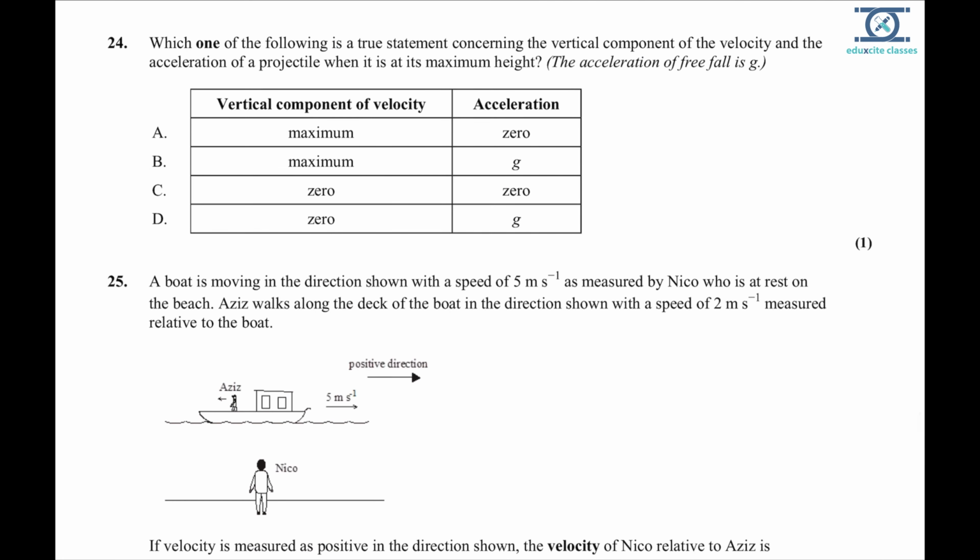Now question number 24. The vertical component of the velocity and the acceleration of the projectile when it is at maximum height. At maximum height, we know that the vertical velocity is 0 but the acceleration is g only. So velocity is 0, acceleration is g.